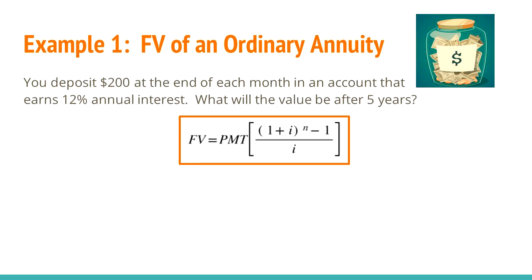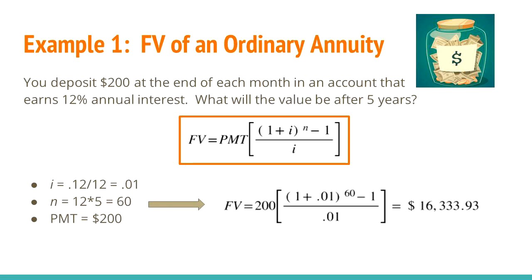So as I apply these values to our formula, we see that the interest rate, this is my periodic interest rate, I take the annual rate and divide by the number of periods in a year. So 0.12 divided by 12 is 0.01. The total number of periods is going to be 12 months times 5 years. So we have 60 total periods and those payments of $200. When we put this into the formula, we end up with a future value of $16,333.93 at the end of 5 years.